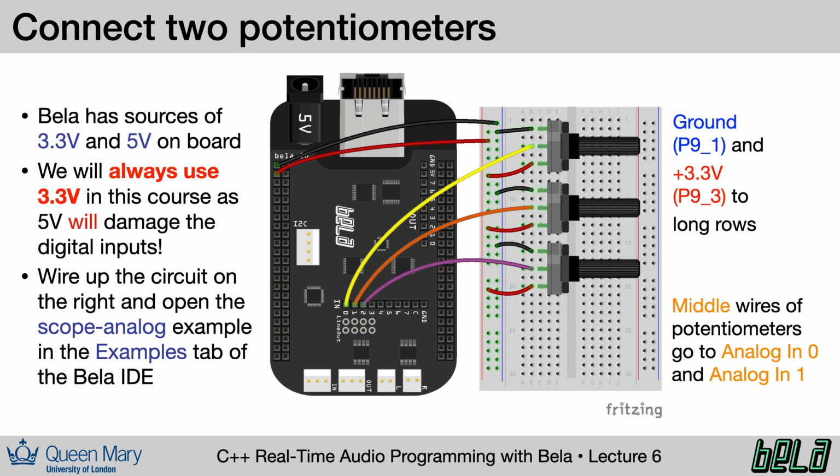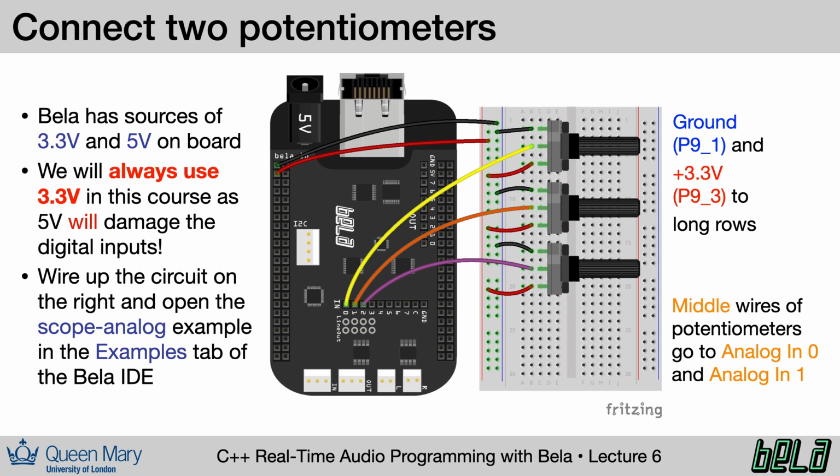These pins hook directly up to the processor on the BeagleBone, and if you put 5 volts into them, it will damage the CPU and you'll find that the board doesn't boot anymore. Therefore, in all of our circuits, we will always be working with 3.3 volts to make sure that we stay safe for both digital and analog circuits.